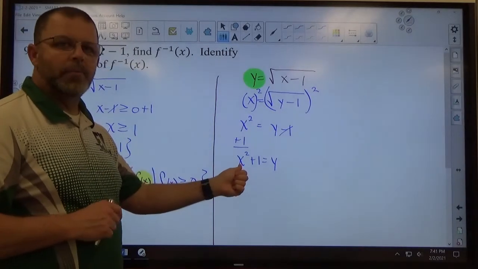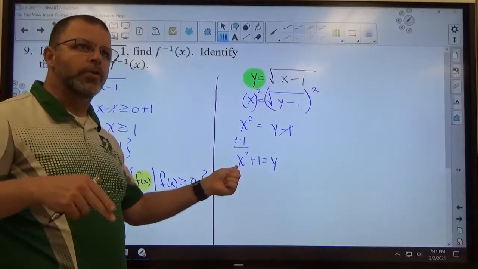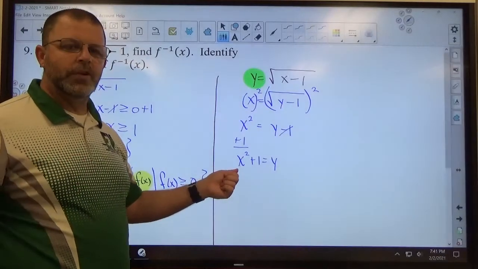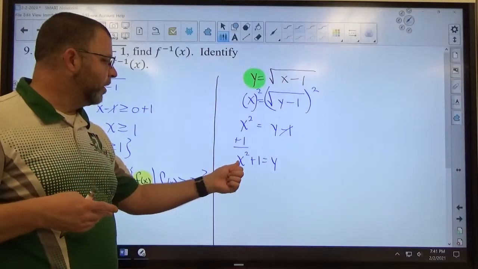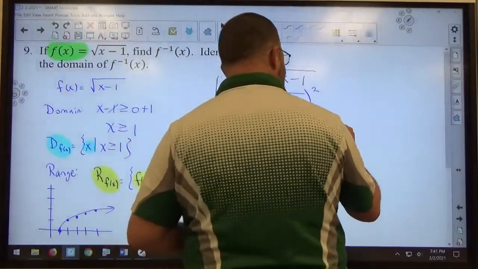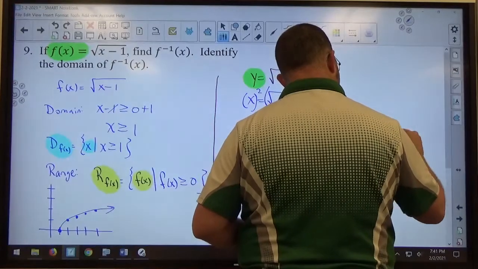I can square any number, no matter what number I pick. When I square it, I get a single answer. 1 squared is 1, 0 squared is 0, negative 1 squared is 1, 5 squared is 25, 2 squared is 4. Every single one gets a single answer, and then add 1, get a single answer. So this is a function, so officially I can write f inverse of x equals x squared plus 1.